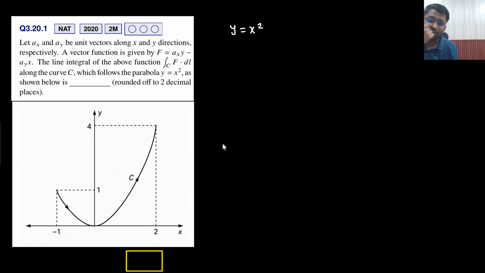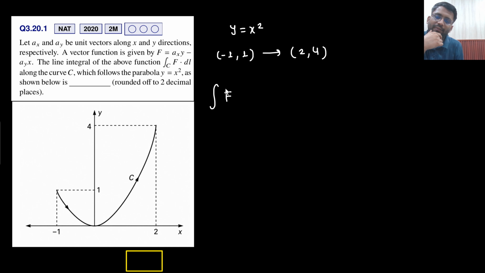It is following the parabola from x equals -1, comma 1, to x equals 2, comma 4. This is where it is going. So f dot dl you need to calculate.